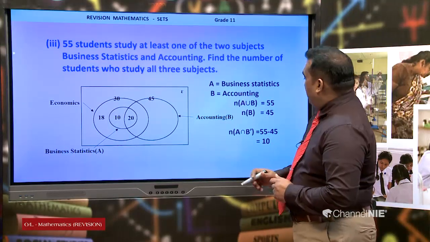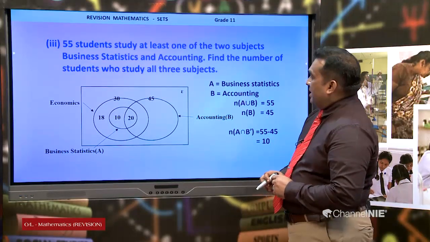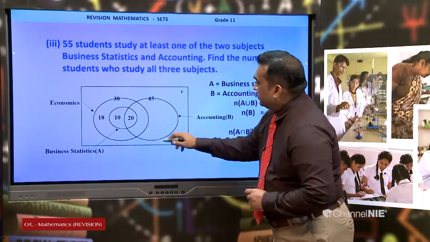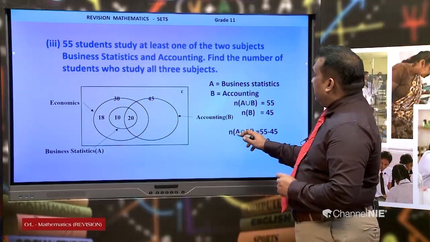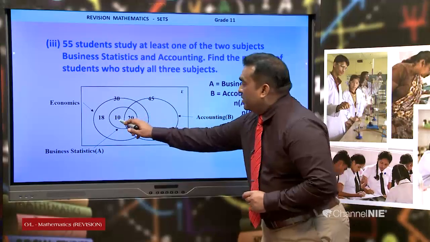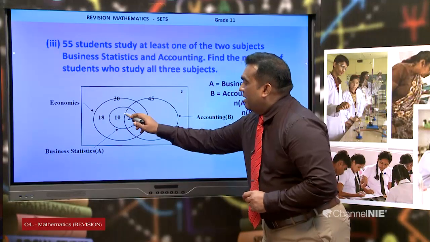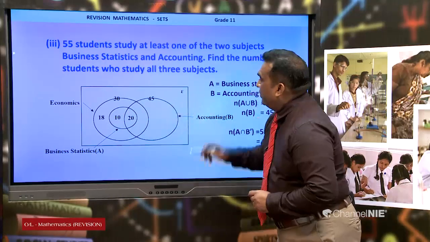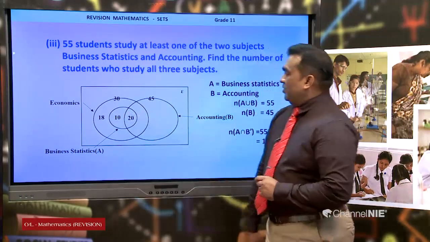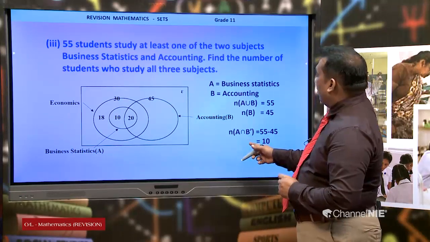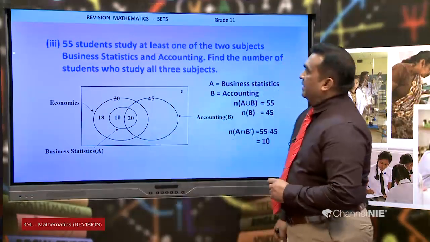n(B) is 45. What is B? This one. In A intersection B dash, it means only A, this one. 1, 2. Sum of these two regions is 55. Here you know 55 minus 45, 10. That is how we got 10 here.